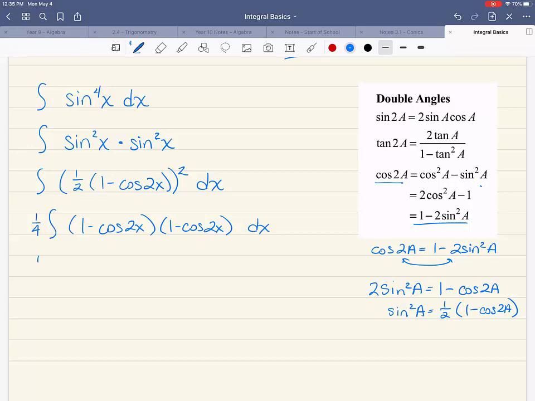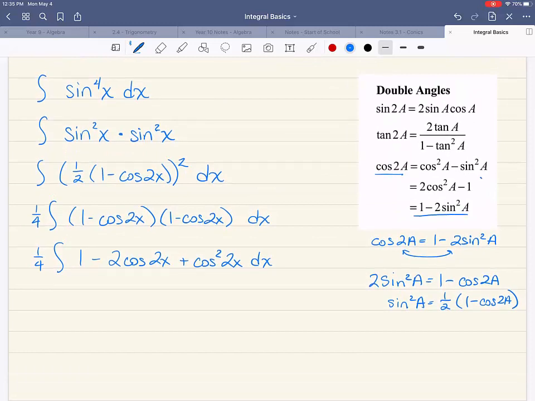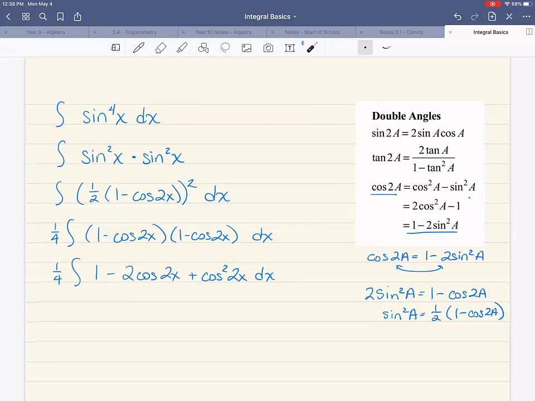And when I do, I'm going to get 1/4 integral of 1 minus 2 cosine 2x plus cosine squared of 2x dx. And that is just multiplying the two brackets together. I can integrate 1. I can integrate this with a u substitution. I cannot integrate this yet, but I will come back to it.